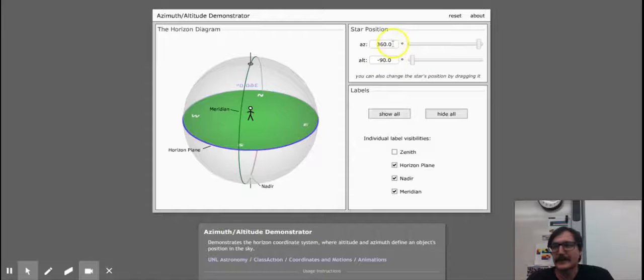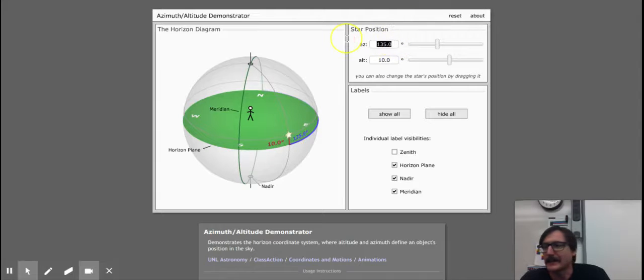All right, now to try out these other activities here, what we're supposed to do is just adjust these. I think I'm on question 5 here, and it's 135 and 10 degrees. So 135 and 10. Notice 135 rotating from north, so it would be southeast, and 10 degrees is low in the sky.